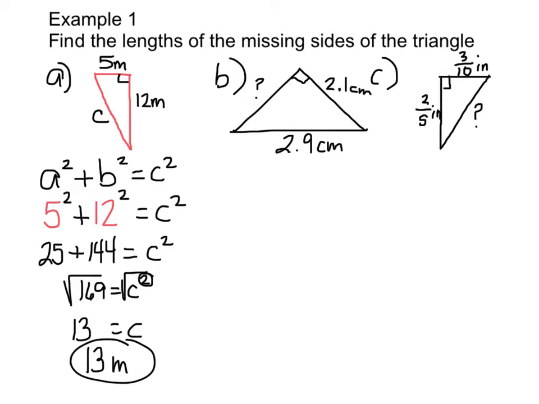So let's go to the second problem. The second problem has a triangle with sides of 2 and 1/10 and 2 and 9/10 centimeters. If we start solving this problem, we're going to write down our formula: A squared plus B squared equals C squared. Let's now plug in what we know.